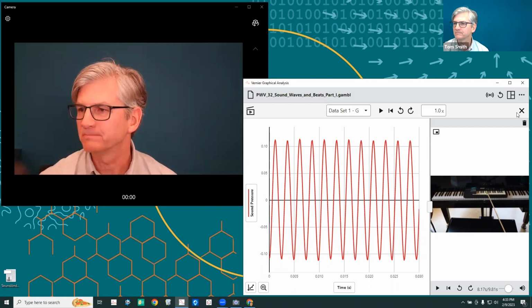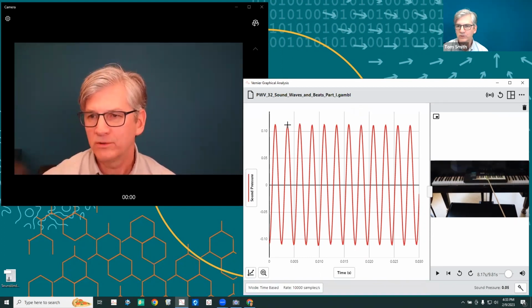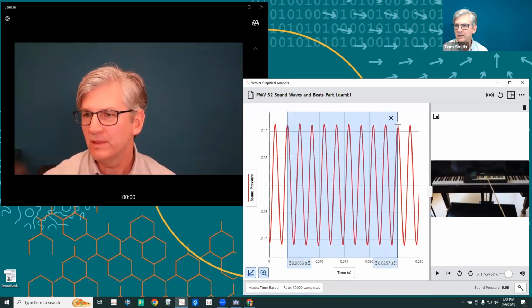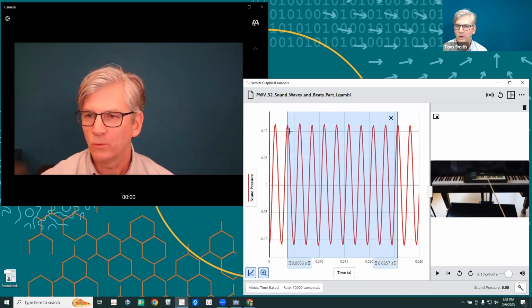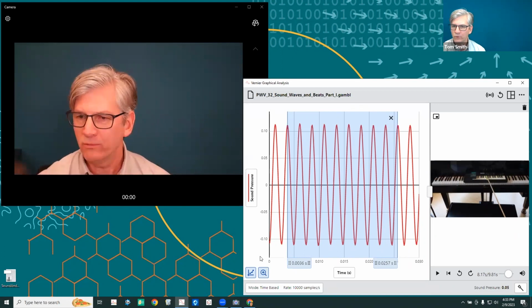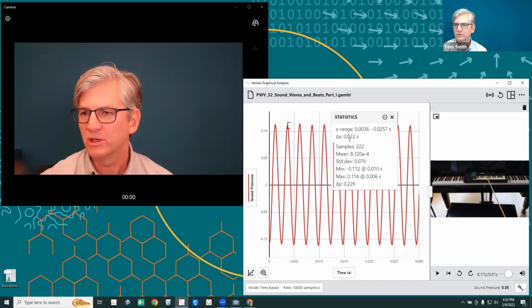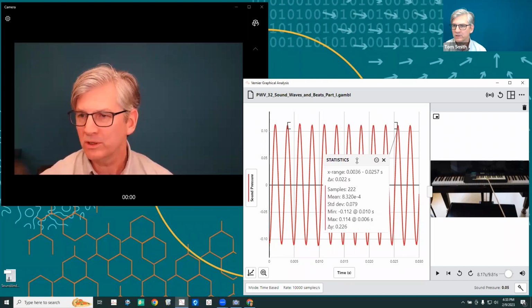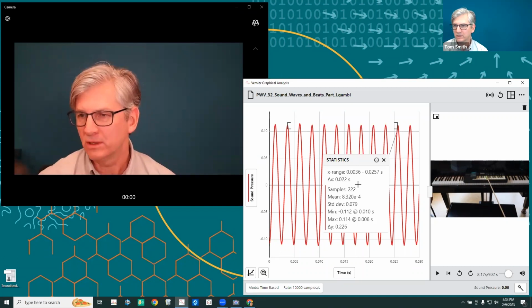But in the lab, students would go about determining the period and then the frequency of that experiment. You can highlight a number of waveforms, come down here and choose statistics, and you'll get the change in time. And you could count the number of peaks of the waveform to calculate the period, take the inverse of that to get the frequency of the tone.